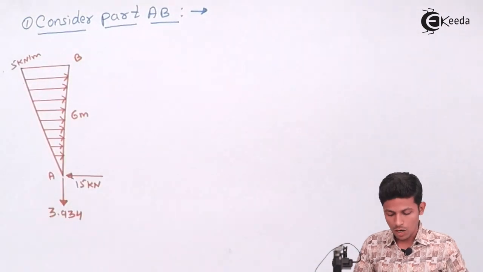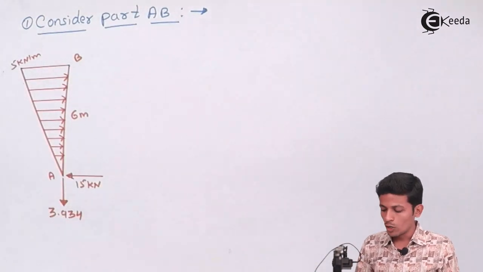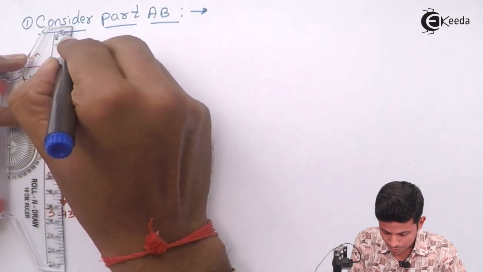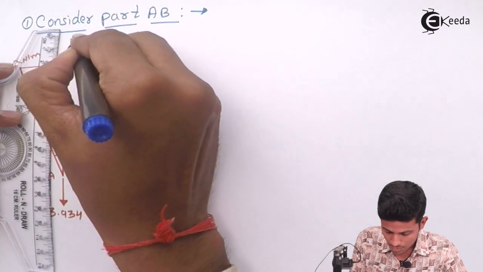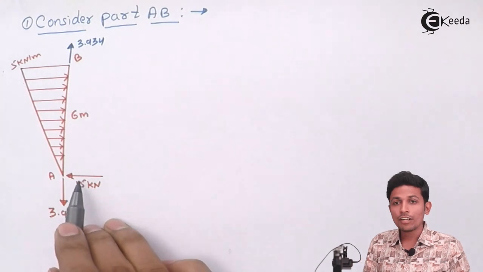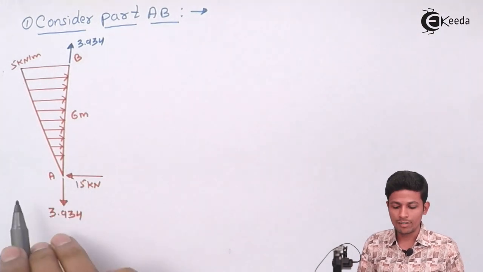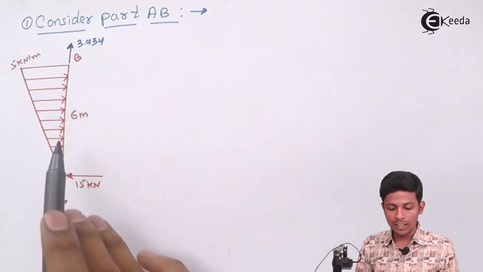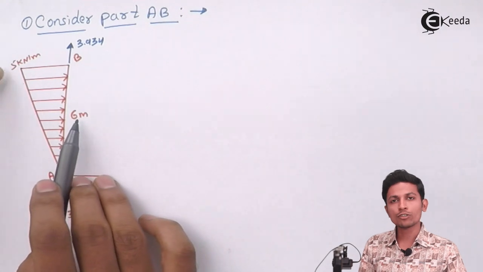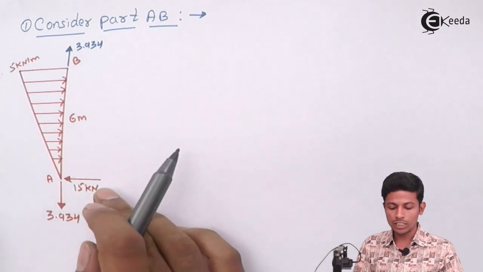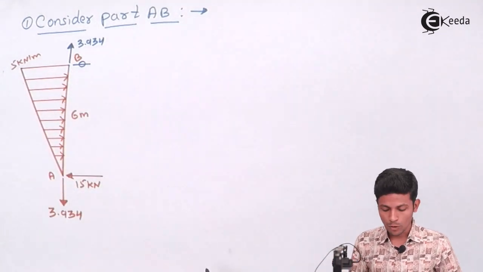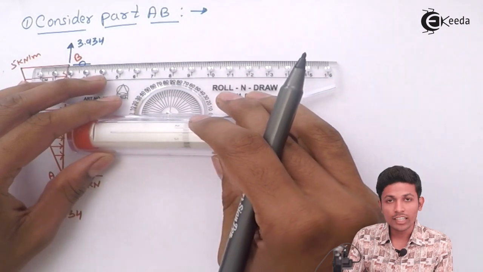A, B, C. Now see, 3.934 is going downward. To balance this, this will come upward. Okay, now see, this 15 kN is going from right to left, and this UDL is going from left to right, and this 15 and this 15 will get cancelled. Half into base into height, half into 6 into 5 is 15, and this is also 15. So this value also gets 0. Okay. Now extend the part and draw AFD, SFD, and BMD.